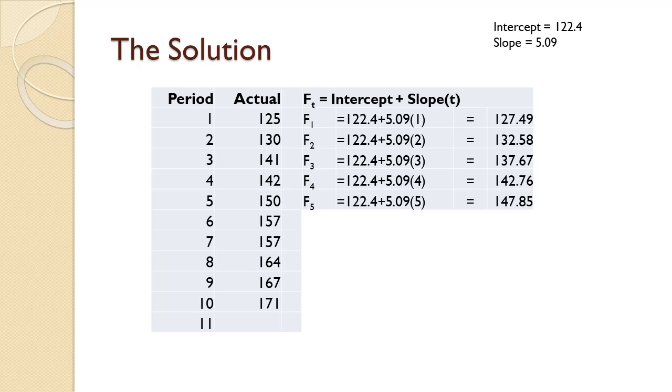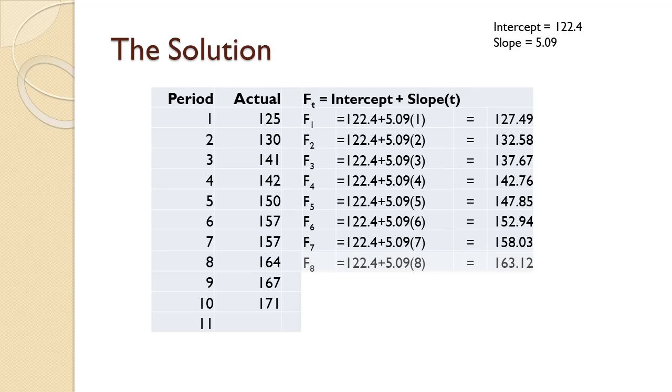F5 equals 122.4 plus 5.09 times 5 equals 147.85. F6 equals 122.4 plus 5.09 times 6 equals 152.94. F7 equals 122.4 plus 5.09 times 7 equals 158.03. F8 equals 122.4 plus 5.09 times 8 equals 163.12.